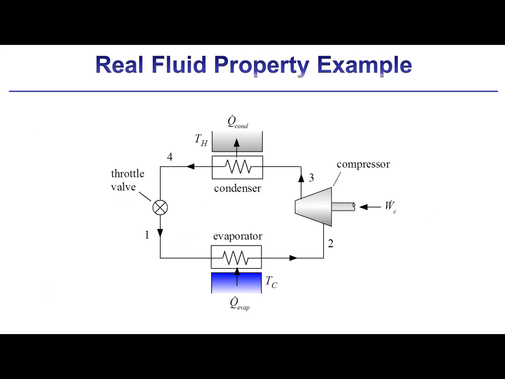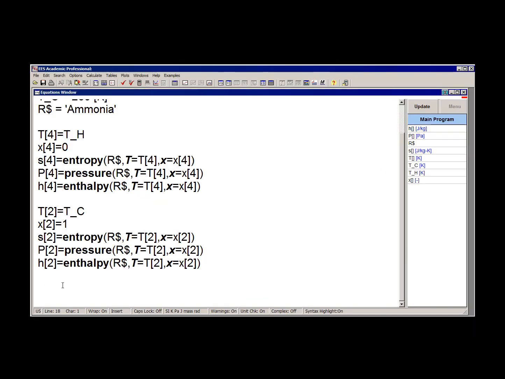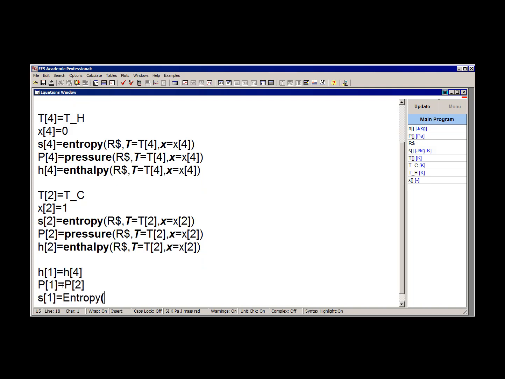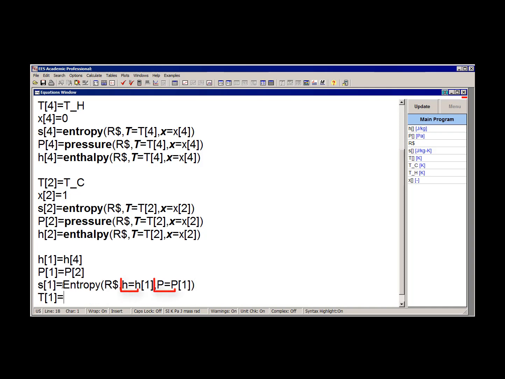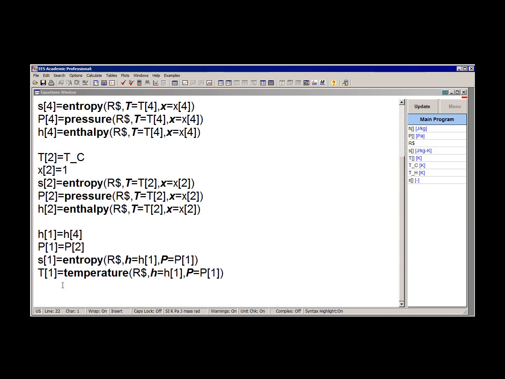So the fluid leaving the condenser here at state 4 is expanded to state 1 through a throttling valve, and we'll assume that throttling valve is isenthalpic, and so the specific enthalpy at states 1 and 4 are equal. And if we assume there's no pressure loss in the evaporator, then the pressures at states 1 and 2 are equal. So knowing the enthalpy and the pressure, that fixes state 1, and we can then use the indicators H equals and P equals to get any other property we want. In this case, we're getting entropy and temperature.